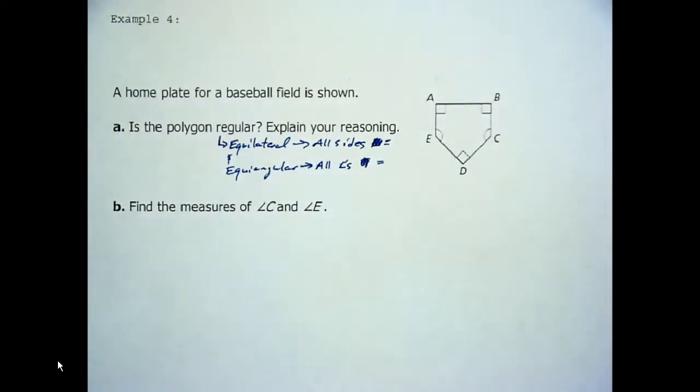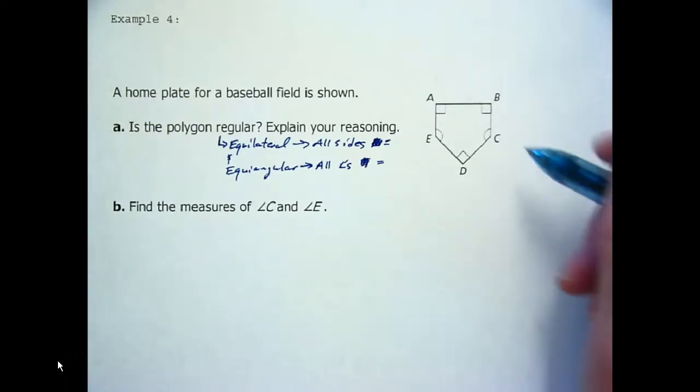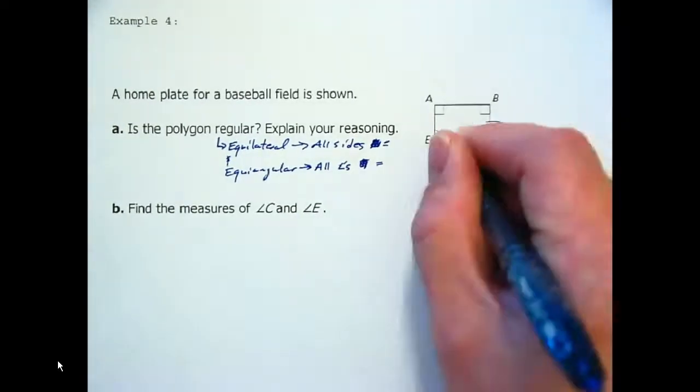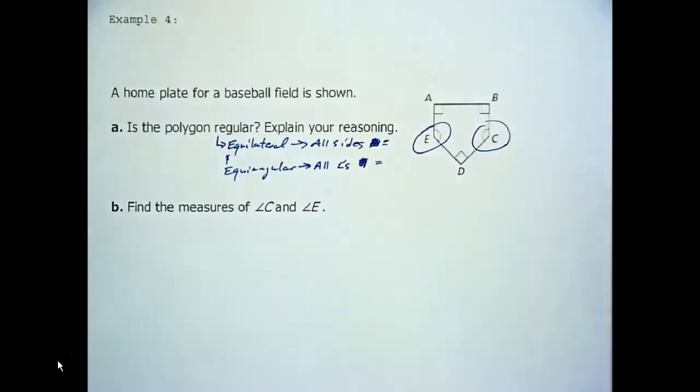No. How come? Yeah. Go ahead, Alex. Because there's three 90-degree angles, and those two are not 90 degrees, so they're not congruent. Good. All angles are not congruent, so it's not regular.